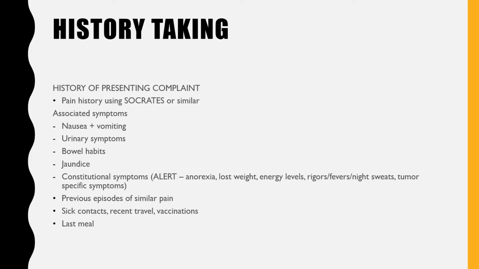And then you want to know if someone's had previous episodes of similar pain. For example, if you have someone who's presenting with cholecystitis, they might have a history of biliary colic of similar pain that's maybe been shorter in nature, but in a similar position with similar features. You want to know about any sick contacts they might have had that would help you rule in or out gastroenteritis, if they've had any recent travel, and if their vaccinations are up to date. And also for surgical patients, it's important to know when their last meal was, as it will help you to plan if they possibly need surgery, how long the patient has been fasting for.